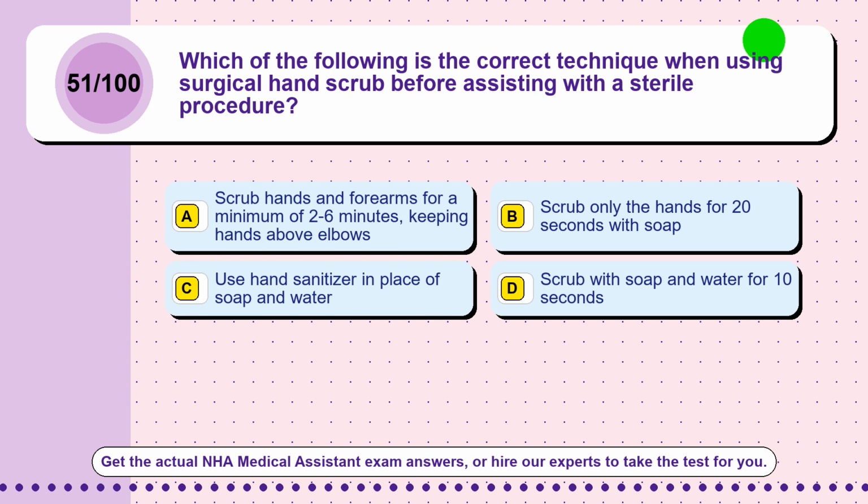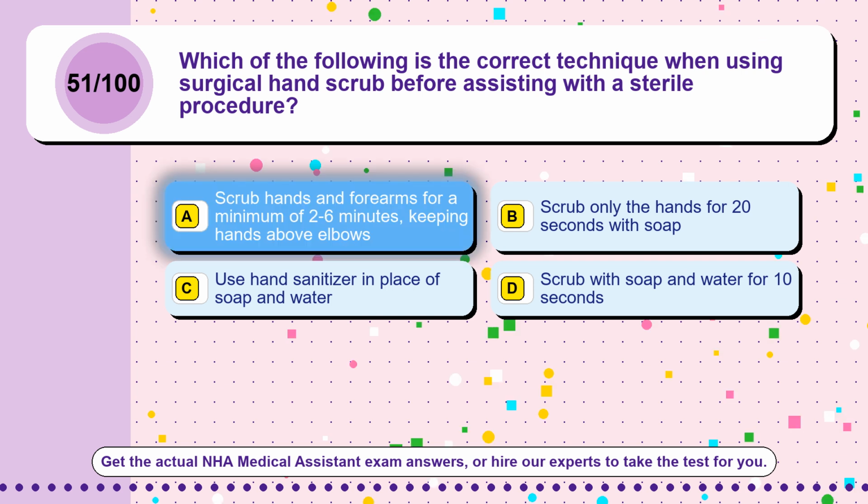Question 51. Which of the following items is the preferred antiseptic for cleaning a site prior to performing an arterial blood gas (ABG) draw? Option A, 70% isopropyl alcohol followed by chlorhexidine gluconate or povidone iodine. Option B, plain sterile water. Option C, diluted hydrogen peroxide solution. Option D, sodium hypochlorite spray. The correct answer is option A, 70% isopropyl alcohol followed by chlorhexidine gluconate or povidone iodine.